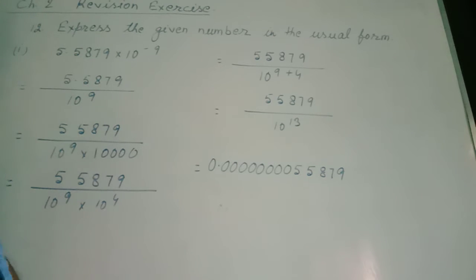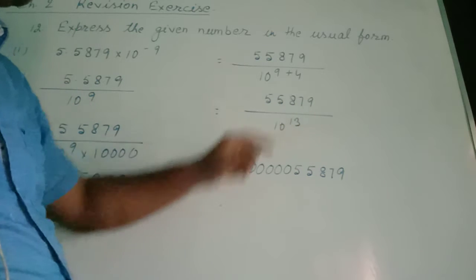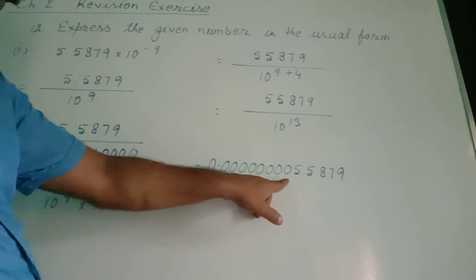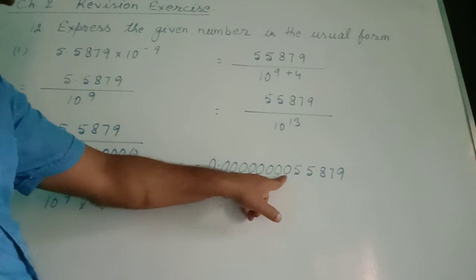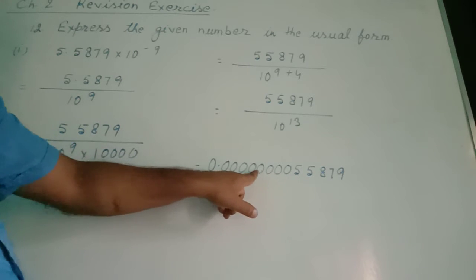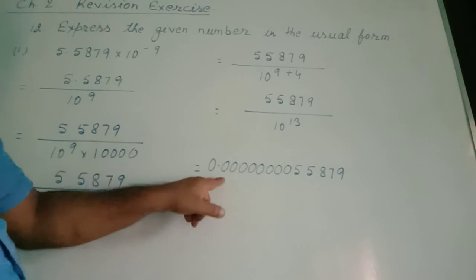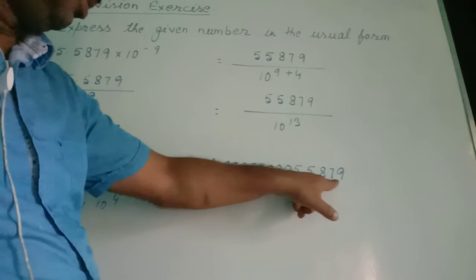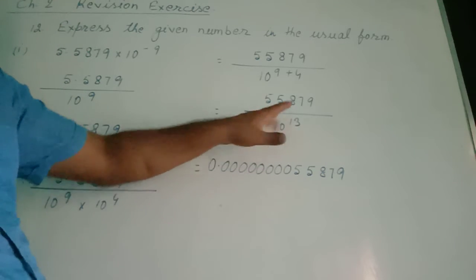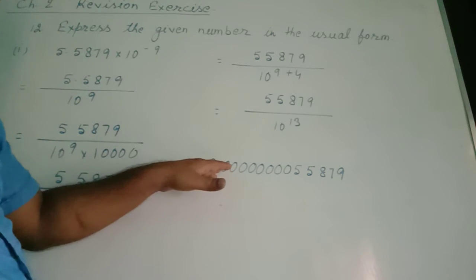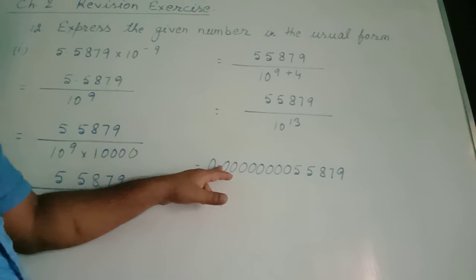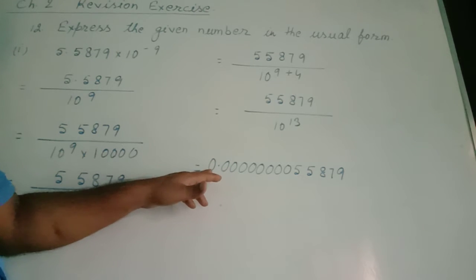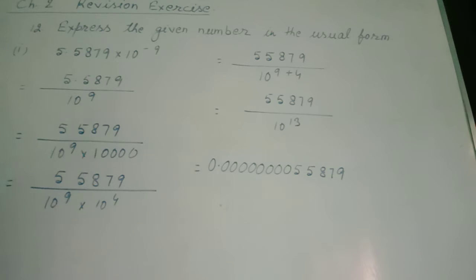It means decimal will come after 13 digits. These are 5 digits already. So 8 zeros we kept after this 5 digit: 1, 2, 3, 4, 5, 6, 7, 8. This 8 zeros and this 5 digits total became 13. So decimal will come after 13 digits. I kept decimal here. To close this decimal I kept 0 from my side. This became the answer.